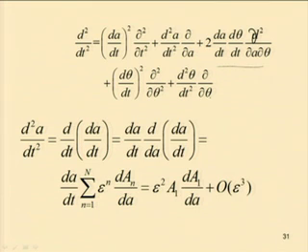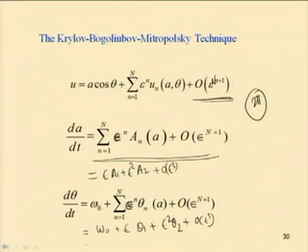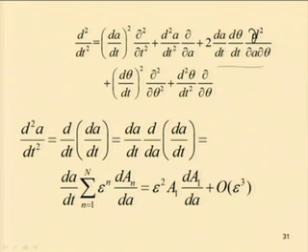Now d square A by dt square can be written as d by dt of dA by dt. Again, we know dA by dt we are writing in the form of epsilon A 1 plus epsilon square A 2 plus epsilon cube A 3 if you are taking 3 terms, or if you are taking n terms, it can be written in the summation form. So, one can write d square A by dt square equal to dA by dt into d by dt of dA by dt.